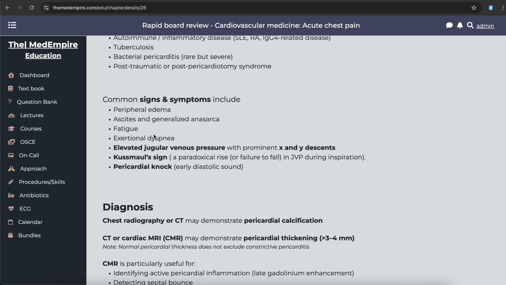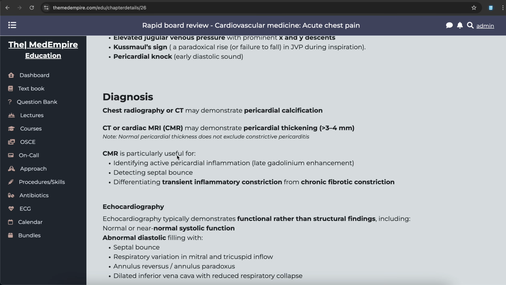So what are the common signs and symptoms? They would be signs and symptoms of diastolic failure, so peripheral edema, ascites, and generalized edema all over, fatigue, exertional dyspnea, which is shortness of breath with activity or movement, elevated JVP, Kussmaul sign, which is a paradoxical rise, or failure to fall in JVP during inspiration, and pericardial knock, which is an early diastolic sound due to the impaired diastolic function. These signs are commonly asked in exams with constrictive pericarditis.